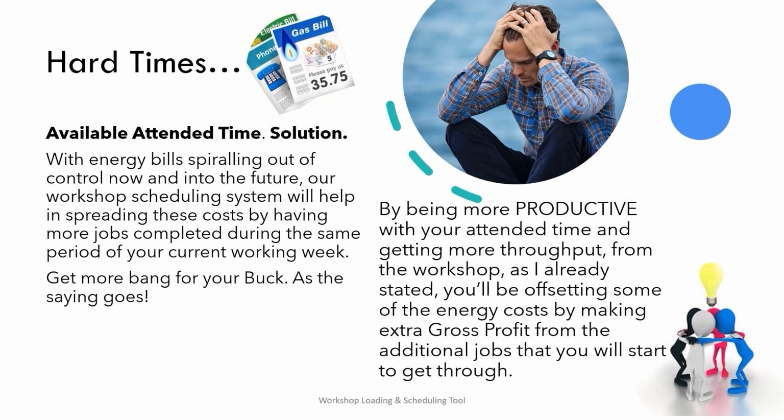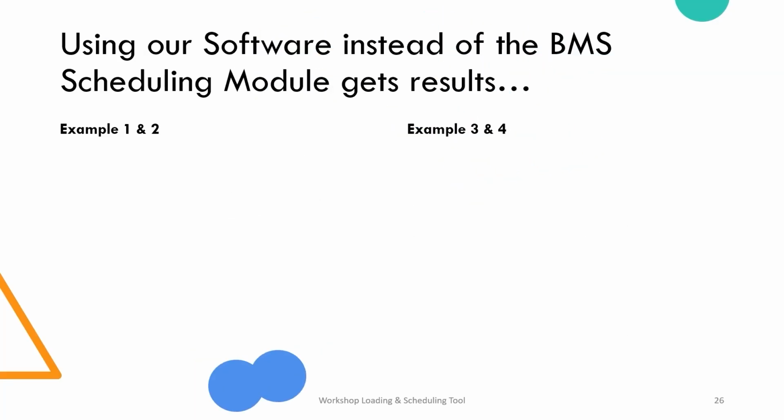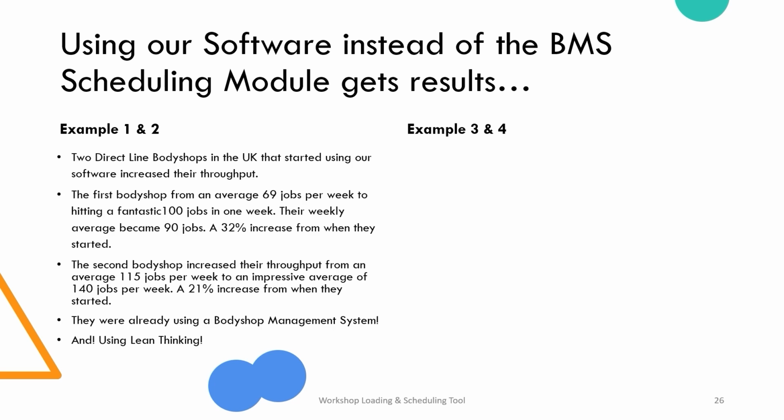Whatever you are achieving now, completed jobs per day, we would expect at least a 10% uplift in production per day. And we have plenty of evidence to support that statement. Using our software for scheduling instead of your Bodyshop management system gets results. Here are some examples. Example 1 and 2.